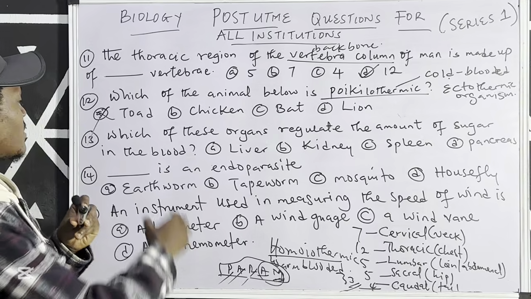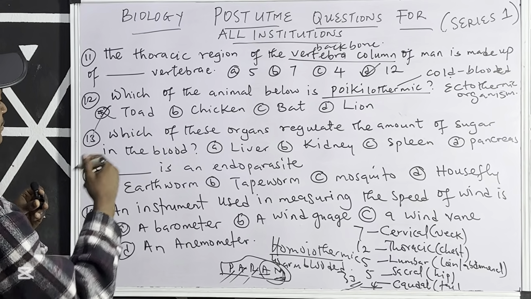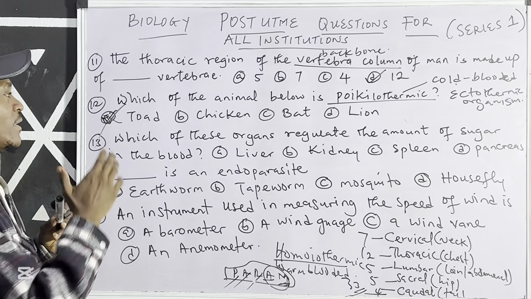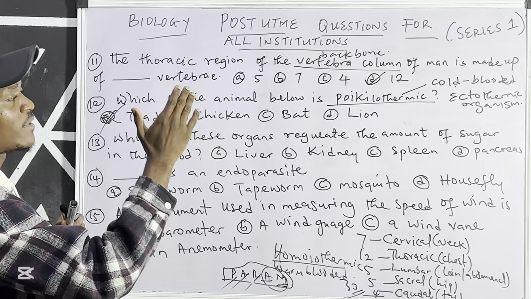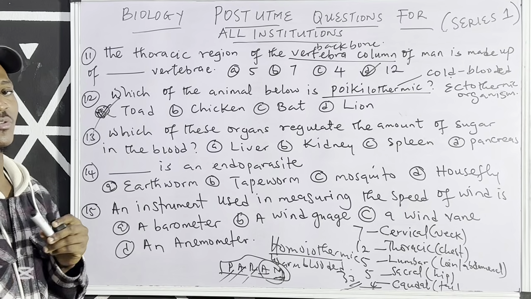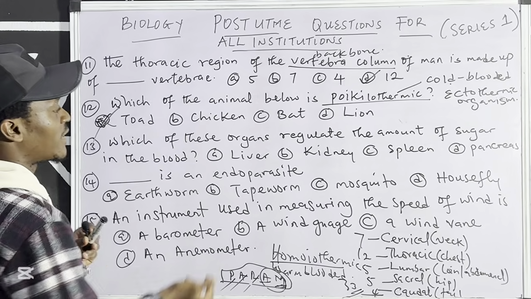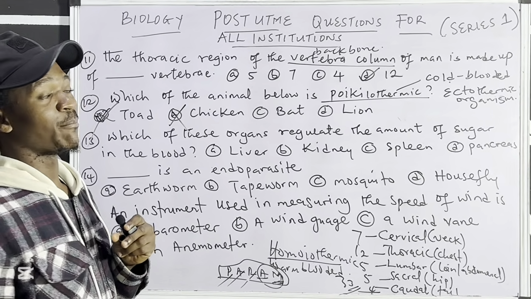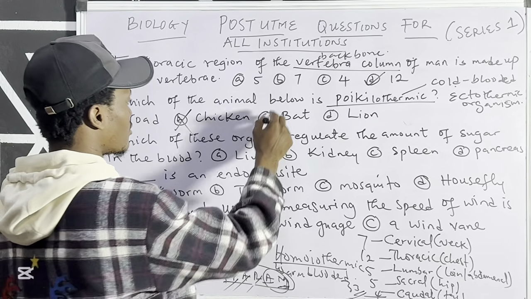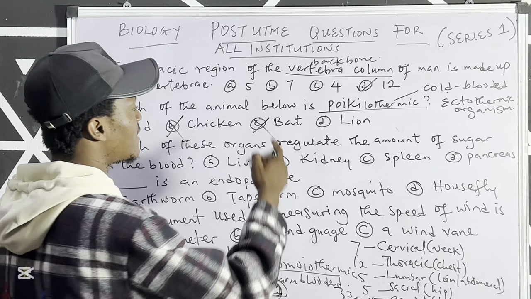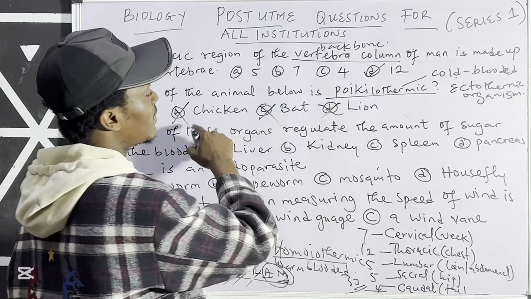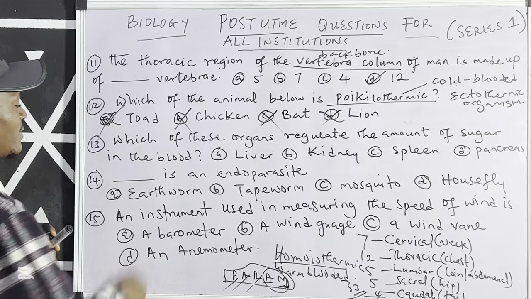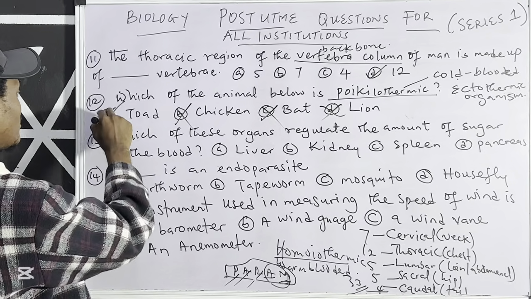So let's check the options. Of course, this is amphibian. This should be the answer to the question, because the question is which of the following animals below is poikilothermic. Chicken is an example of a bird, the aves, they are warm-blooded, so this is wrong. Then bat is a mammal, not a bird, so this is also wrong. Then lion is a mammal too, so it's also wrong. These three are homeothermic organisms. The only one that happens to be poikilothermic is toad, so that's the correct answer to the question.